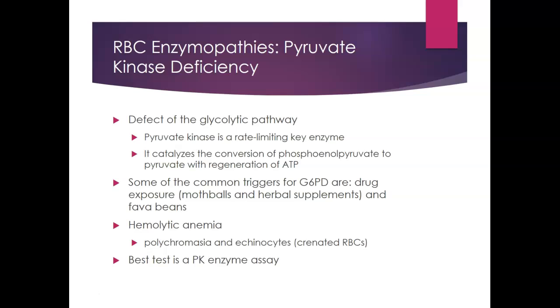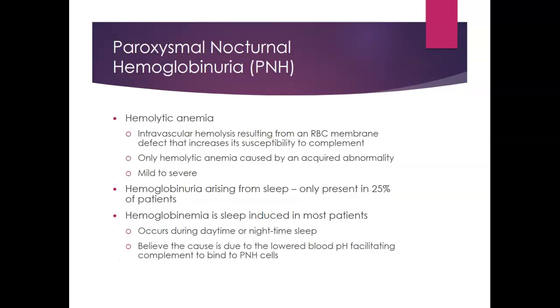Some of the common triggers for this would be, this one is actually G6PD right here. So G6PD is drug exposure, mothballs, herbal supplements, and fava beans. So that's a G6PD one. I gotta fix this slide for you. The pyruvate kinase deficiency is a pyruvate kinase enzyme deficiency. Okay, and when this happens, it changes the shape of the red cells. We see polychromasia and echinocytes, which is like a burr cell, or a crenated RBC.